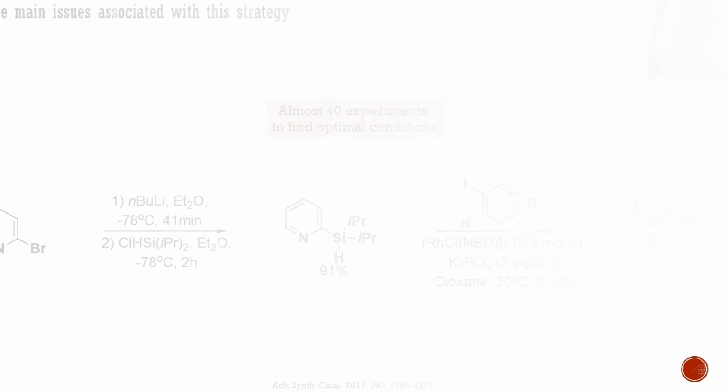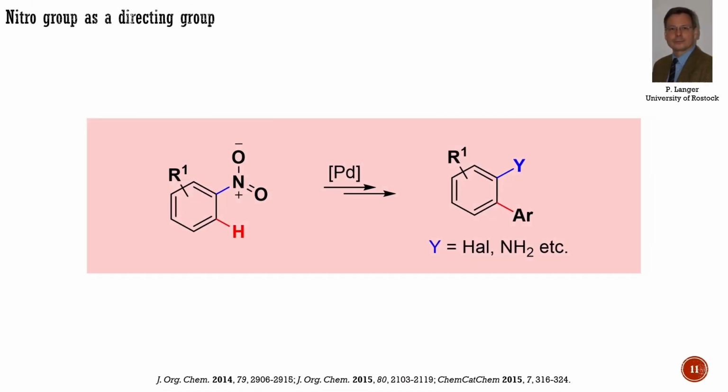The nitro group is another highly promising directing group. Its advantage over others is attributed to the fact that it can be converted into essentially anything. The main disadvantage is that the nitro group, being a strong electron withdrawing group, makes the systems to which it is bound less reactive. As an example, let me share with you the work performed by the group of Langer at the University of Rostock, Germany.